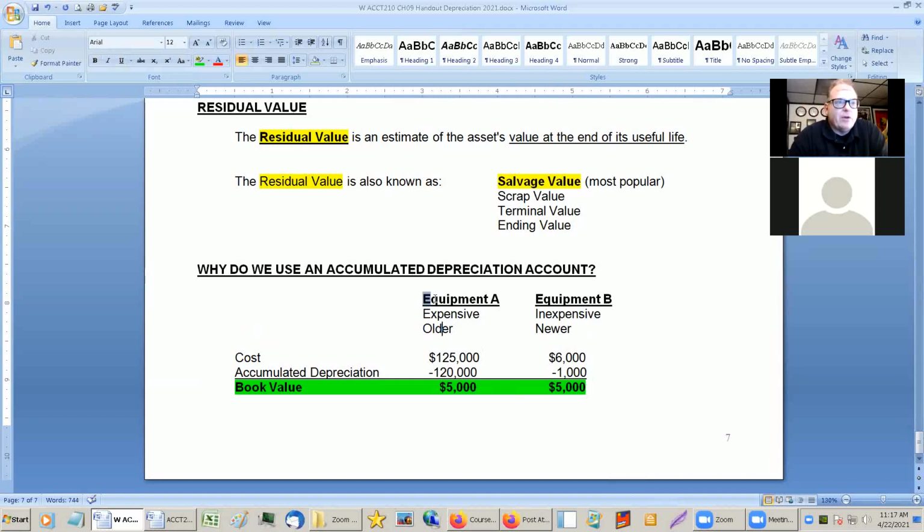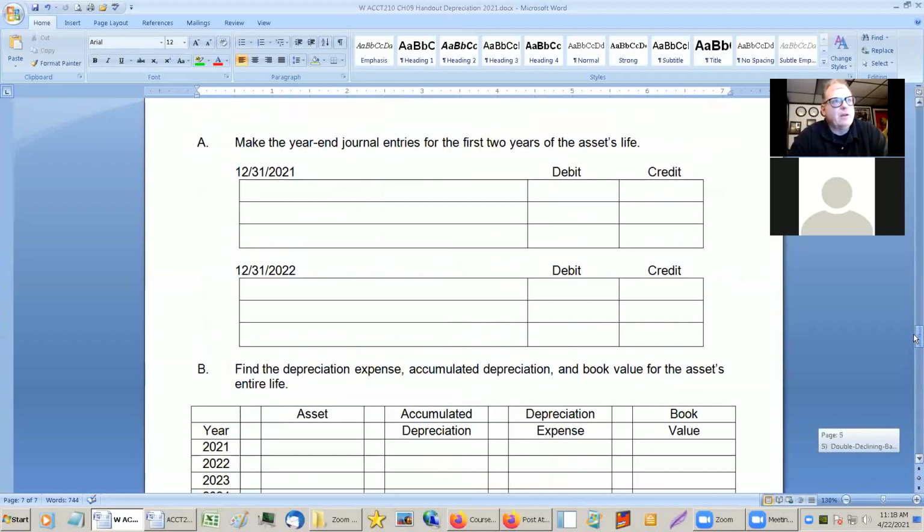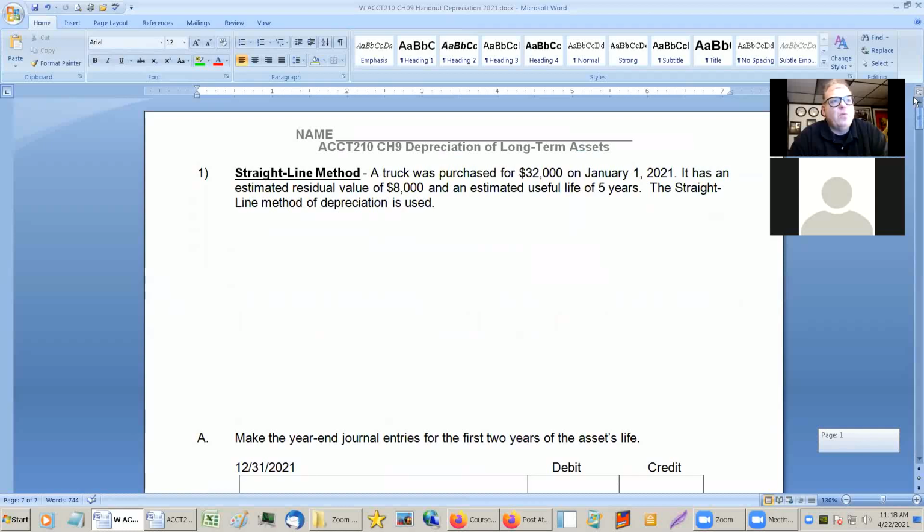And actually, the more important lesson here is that A is probably going to need to be replaced, and A is a big deal. Equipment B is kind of a big deal, but nowhere near the size of a big deal as A is. So, anyway, that's why we use the accumulated depreciation account, because while it's kind of irritating, it tells us a lot more information. It makes things a little bit more complex, but the information is worth it. How about that?